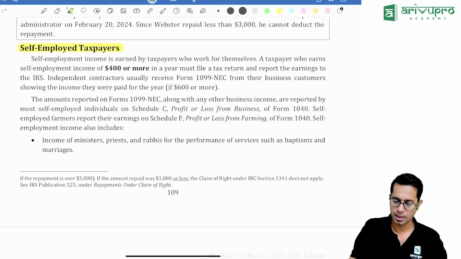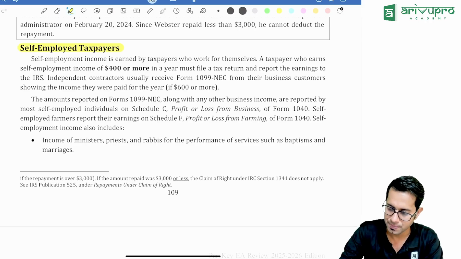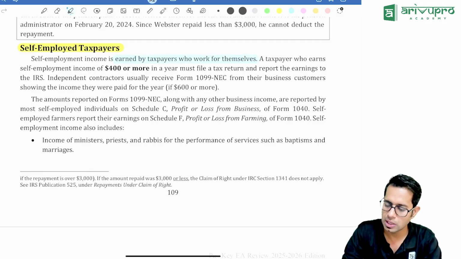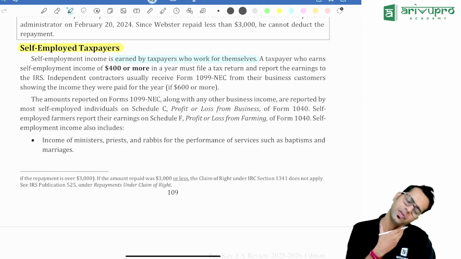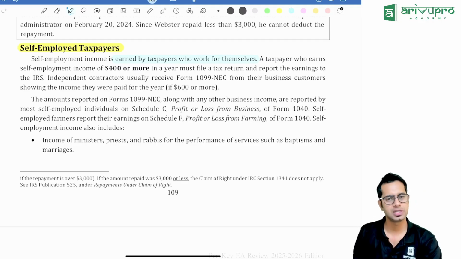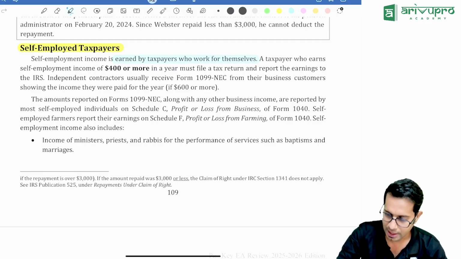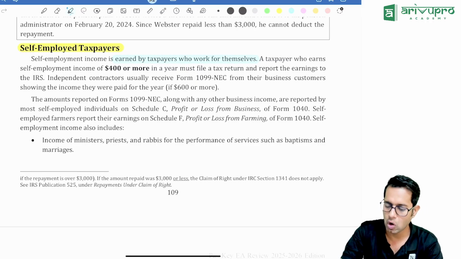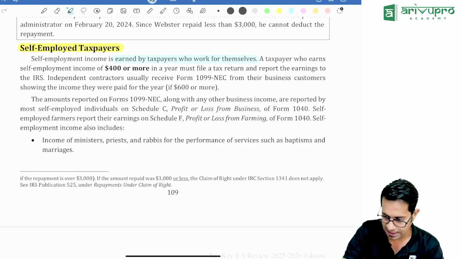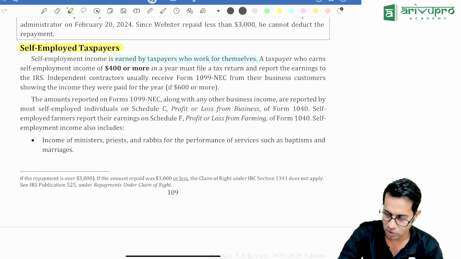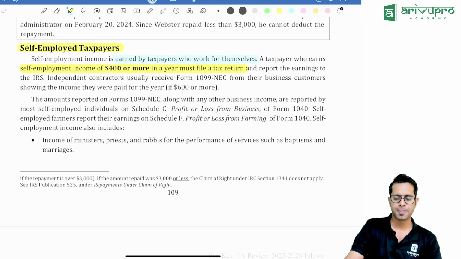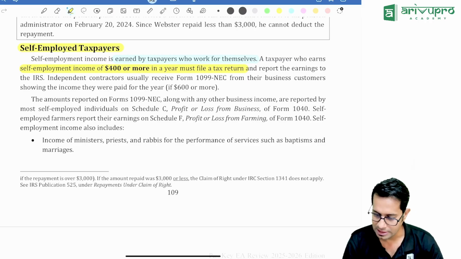Self-employment income is earned by a taxpayer who is working for themselves. If you're working for yourself, the income earned by you is called self-employment income. A taxpayer who earns self-employment income of $400 or more in a year must file a tax return and report their income to the IRS. So if your self-employment income is $400 or more, you will have to file your tax returns.